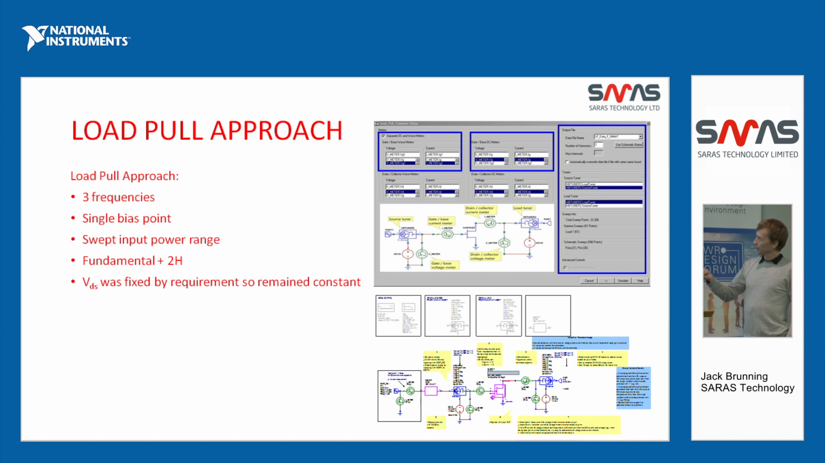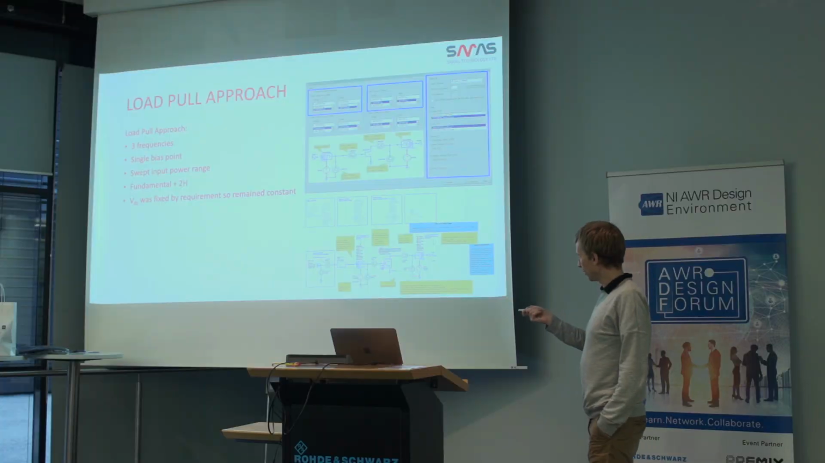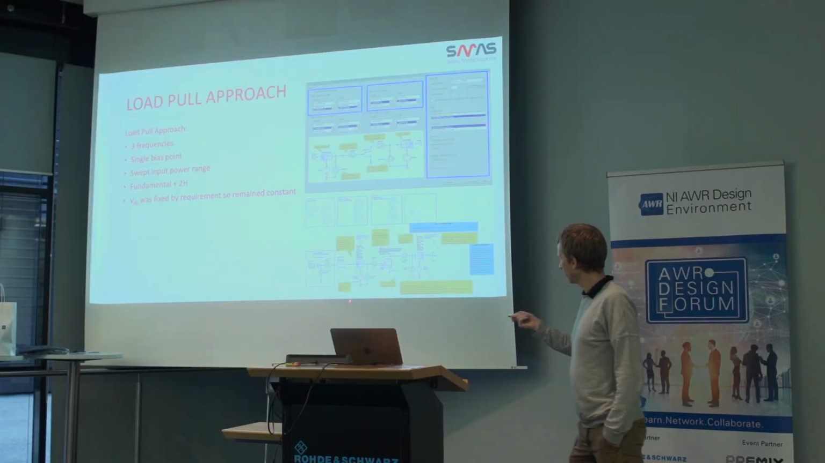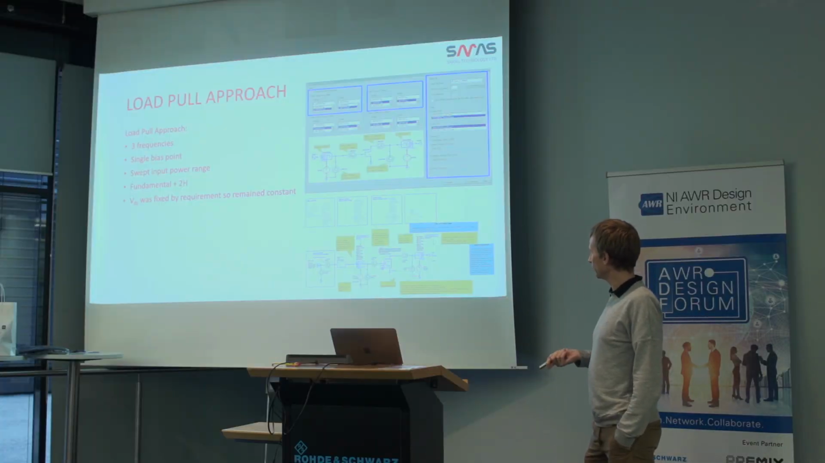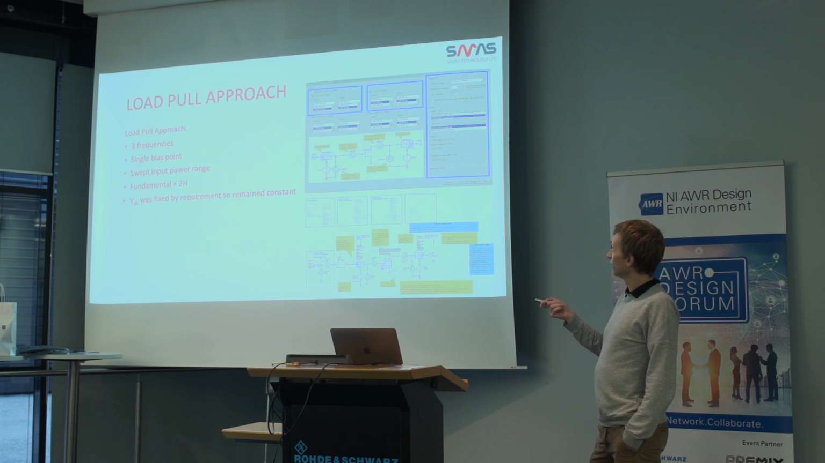The source tuner is still there, but it's really just being used as a bias T for the actual device. The input matching network is now in there, and you have to basically put another couple of meters in for the AB waves, to separate out the DC and AB waves. We set this thing up.